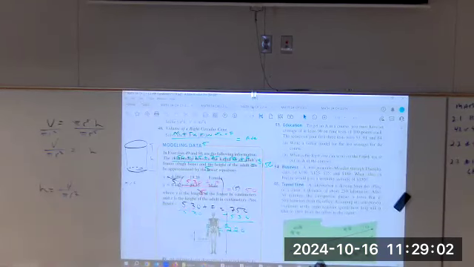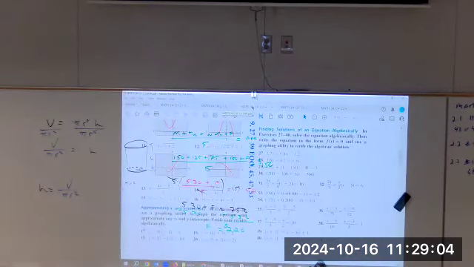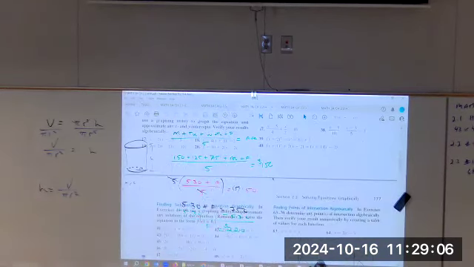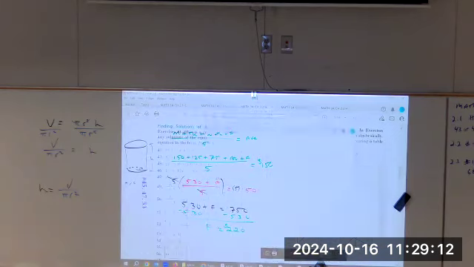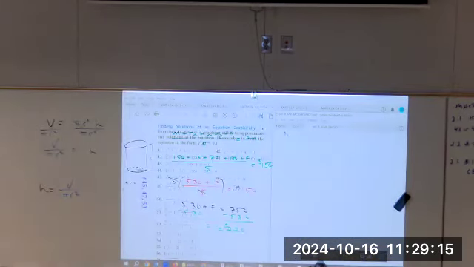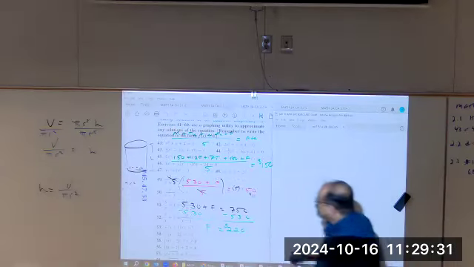On 2.2, numbers 45, 47, and 54 are calculator questions. So use a graphing calculator to approximate any solutions for the equation. And I said, remember to write the equation in the form f of x equals 0. So I'll talk about that, looking at 45 or 47.